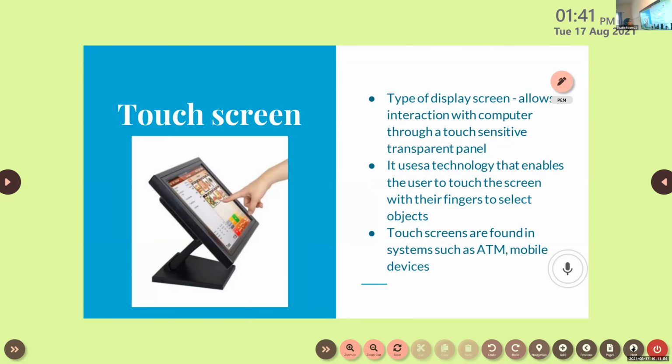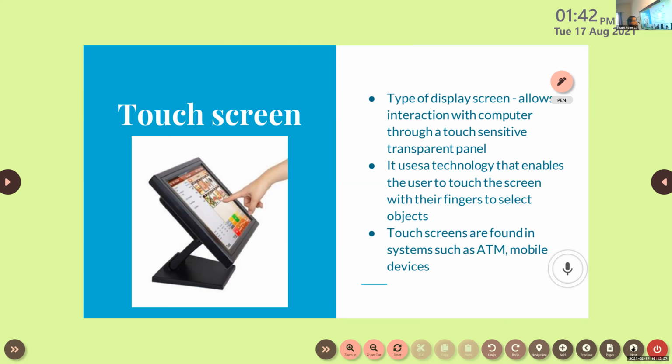Touch screen. You all know this. What is touch screen? We can interact. Your phone is a touch phone, right? Which has a touch screen. Or are you using a keypad phone? I think you are using a keypad phone, right? Yeah, ma'am.